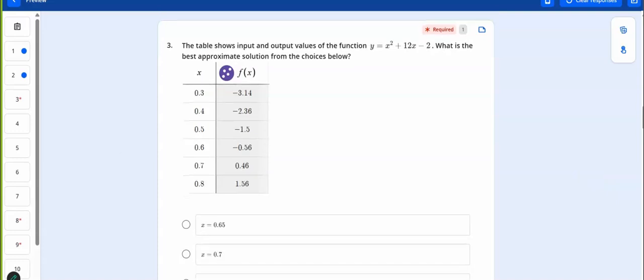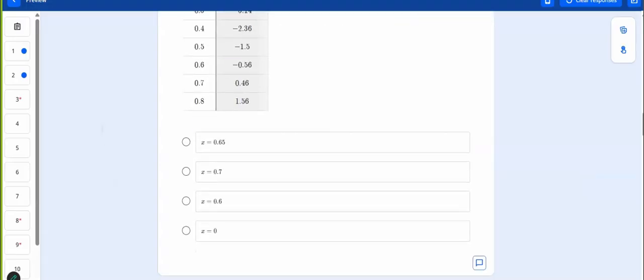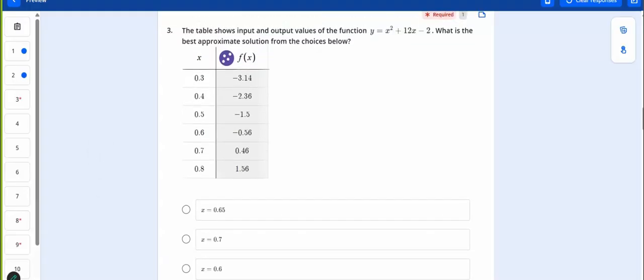Okay, the table shows input and output values from this equation. What is the best approximate solution from the choices below? Approximate solution. Oh, okay. So they're trying to look for a 0. Okay, and they've given you some x values and y values. I don't think clicking on this is going to help. Nope.